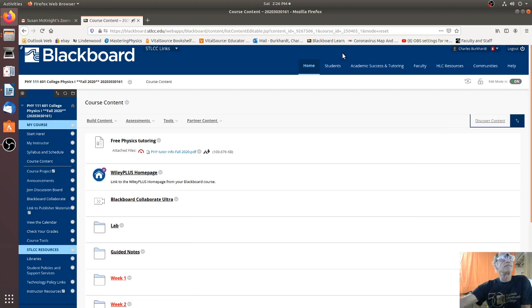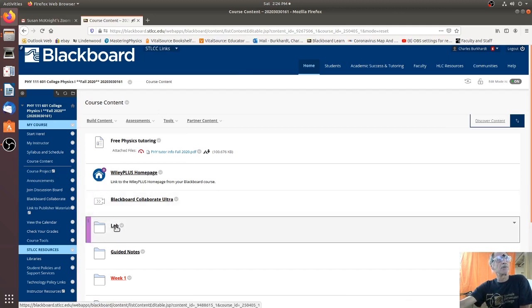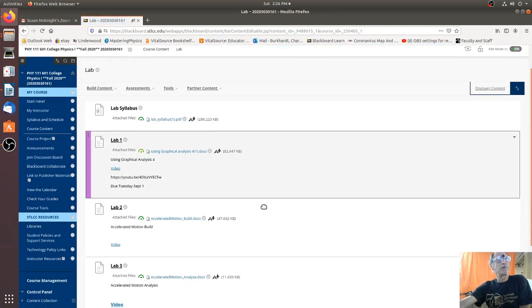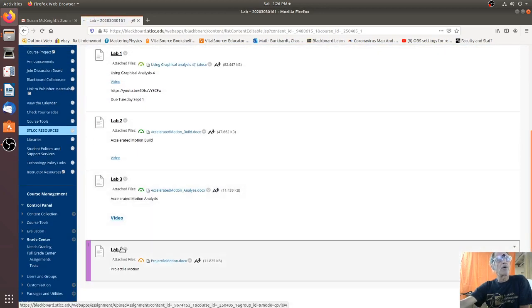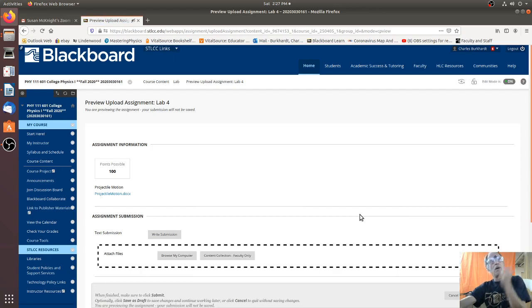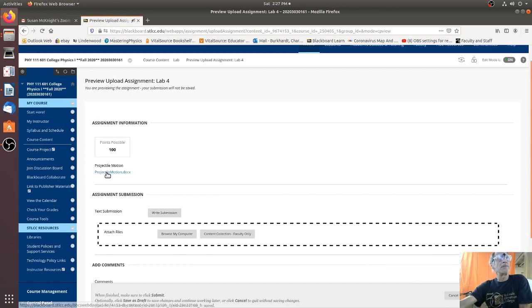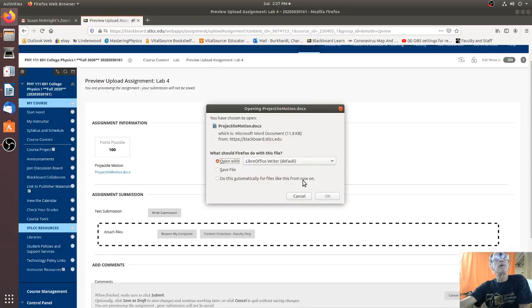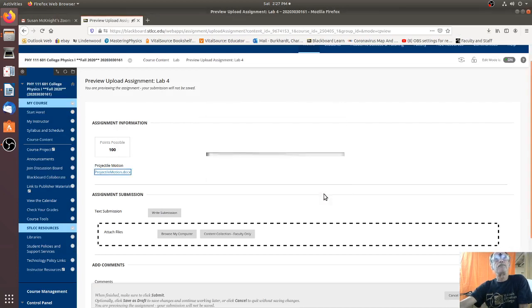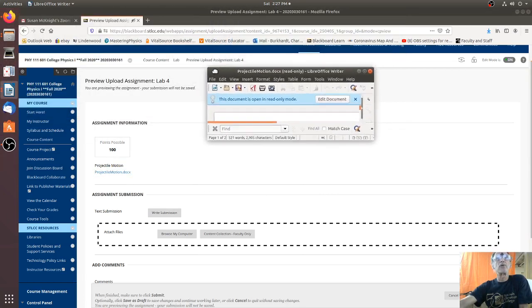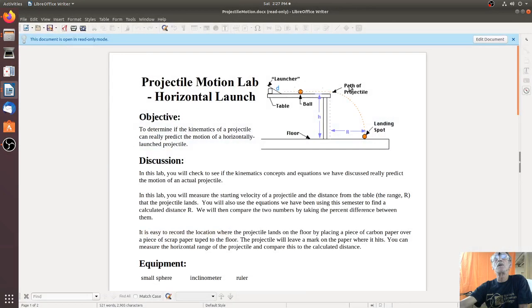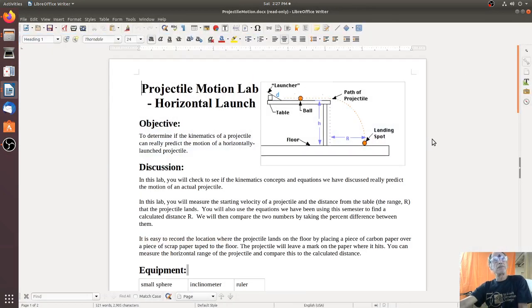Okay, so let's see what we've got to do. We go to course content, of course, and click on lab. You've all done this a few times now. I go down here to Lab 4, I click on Lab 4, and here's the document that's attached to it, so I'm going to open that. Or I could save it. I'm just going to open it. You would probably save it on your desktop. Then I'm going to bring it over here so we can see it, and I'll click on Edit Document.